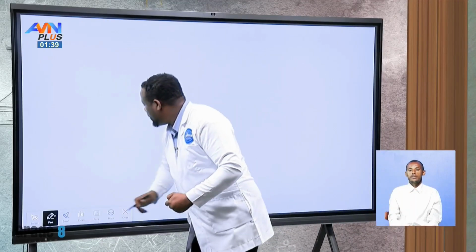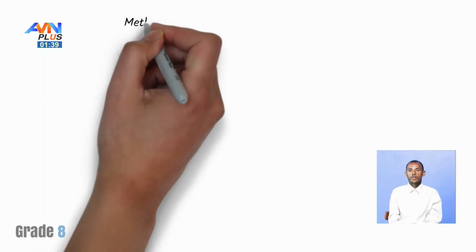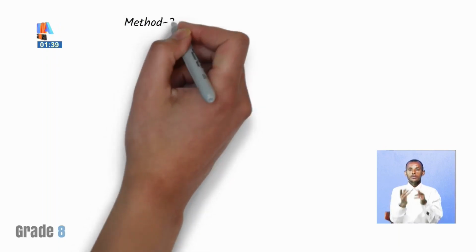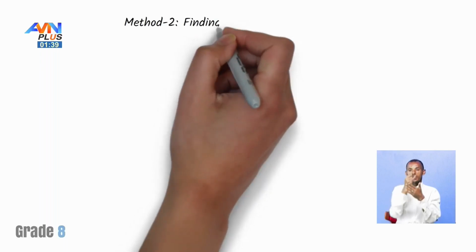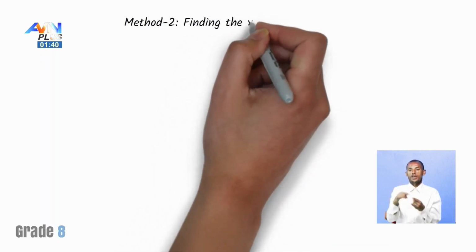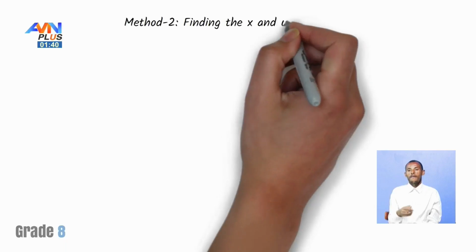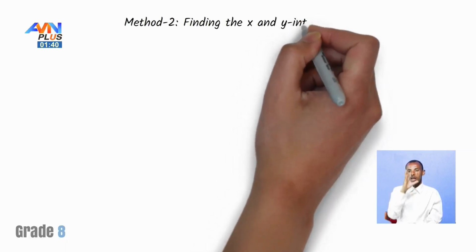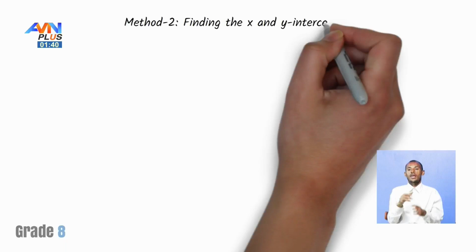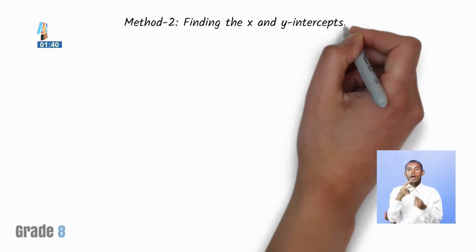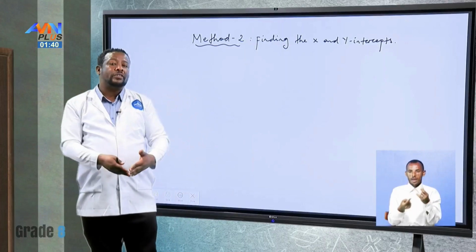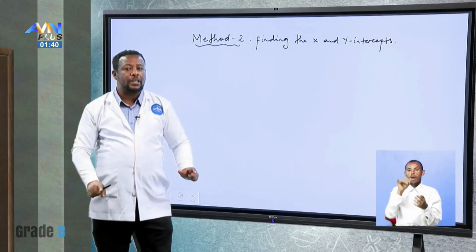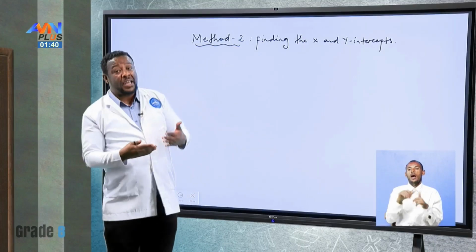So the second method. In method 2, we only need 2 points to sketch the graph. Okay, so this method 2 is finding the x and y intercepts. Okay, in the second method, we only need 2 points, and those 2 points are the x and y intercepts, right? So how do we find the x-intercept?